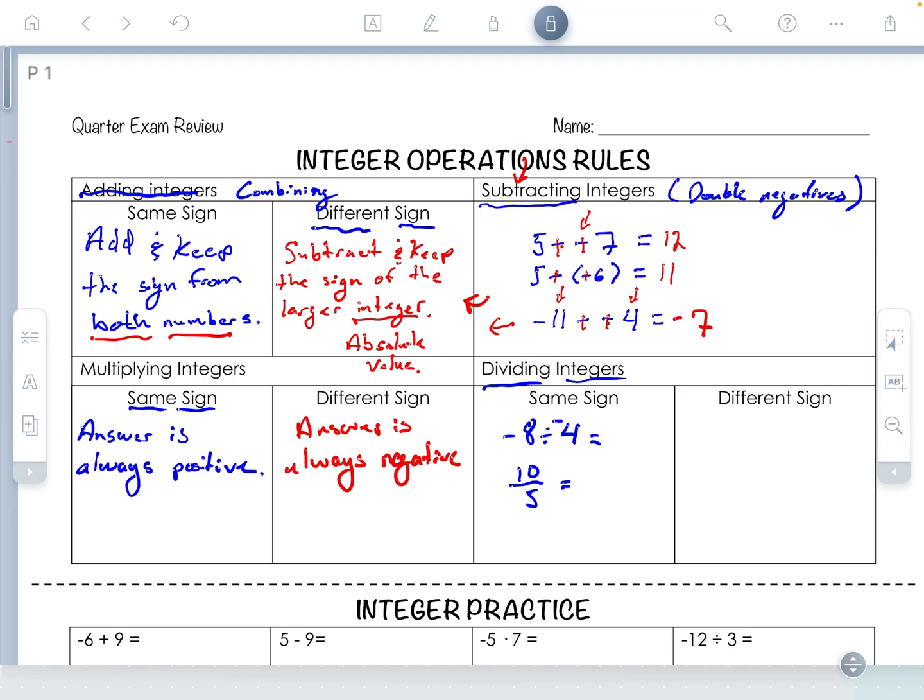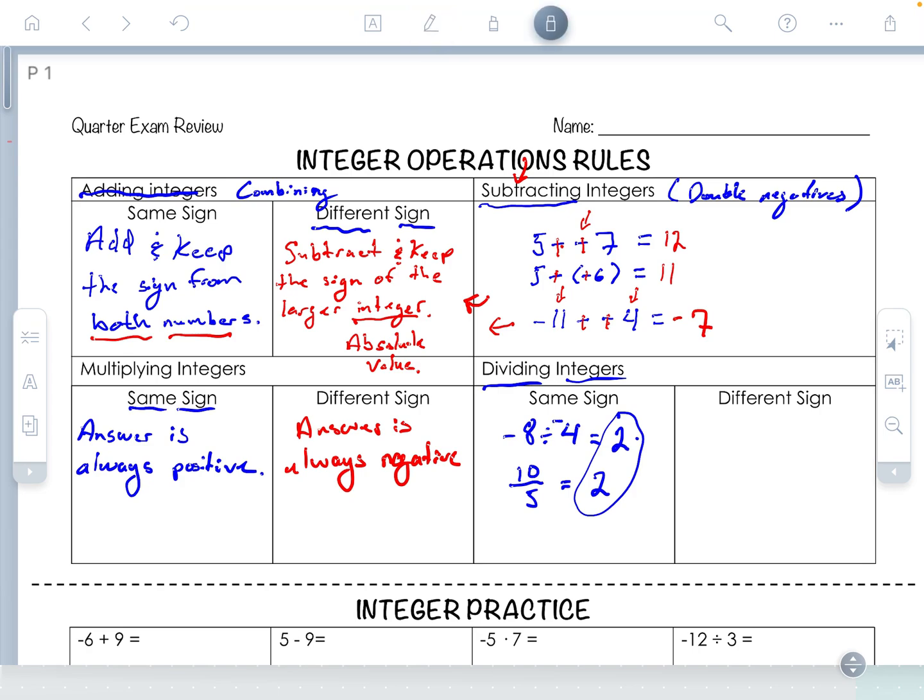Now watch this carefully. So -8 divided by -4 gives me a +2. +10 divided by +5 gives me a +2. Oh my goodness, look at that. Both my answers were positive, and they came from division of 2 numbers that are the same sign. So these were 2 negatives being divided together, gave us a positive. These were 2 positives being divided together.